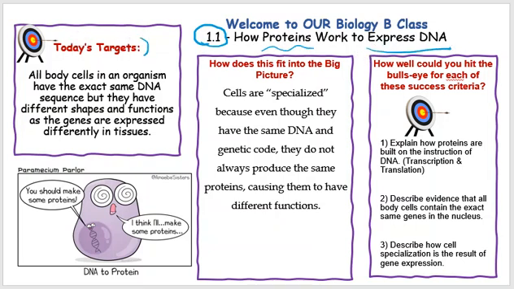Today's target is to focus on the understanding that all body cells in one organism have the exact same DNA, but they have different shapes and functions because the genes are expressed differently in different tissues. So, for example, in class last semester, we learned about skin or muscle or blood cells. Those are different tissues and they have different cells with different structures because they have different functions.